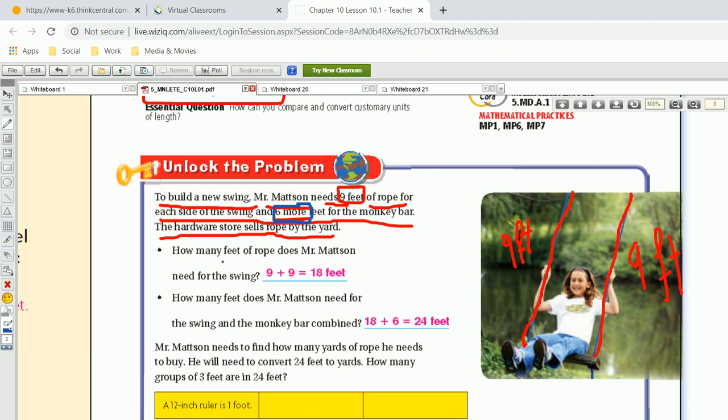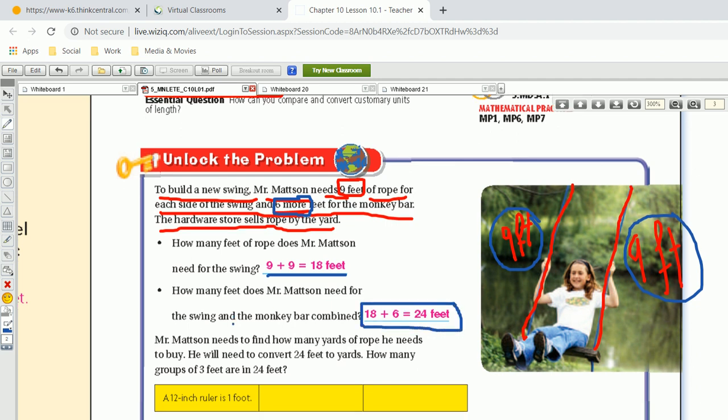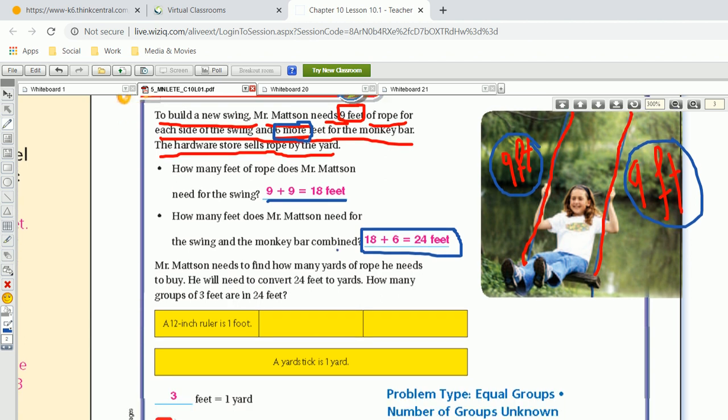So firstly, how many feet of rope does Mr. Matson need for the swing? We have to add both numbers for the sides of the swing. 9 plus 9 equals 18 feet. How many feet does Mr. Matson need for the swing and the monkey bar combined? So you have to add 6 feet for the monkey bar. Okay, now we are going to use these numbers. We have 24 feet in total.